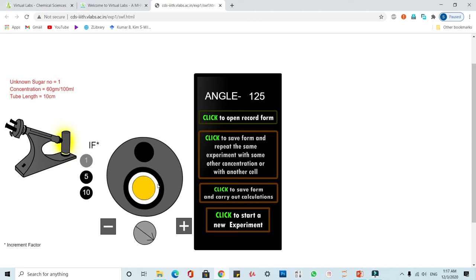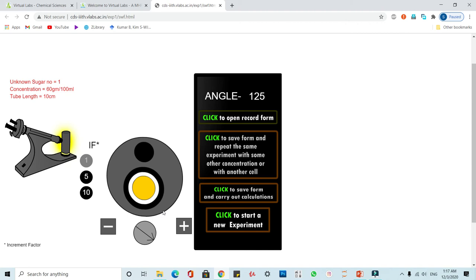Okay, let's start increasing from here. So as you can see, the two portions become completely bright. These are the values in the clockwise direction, 125 and 305. So we have calculated the value of specific rotation. Similarly, we repeat the experiment at 100 concentration.